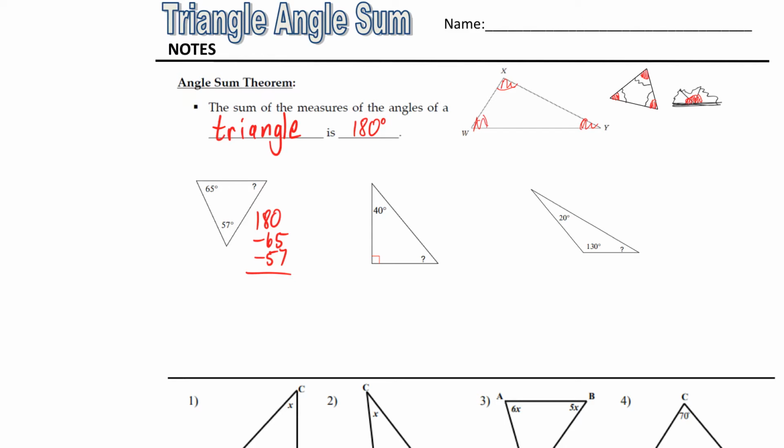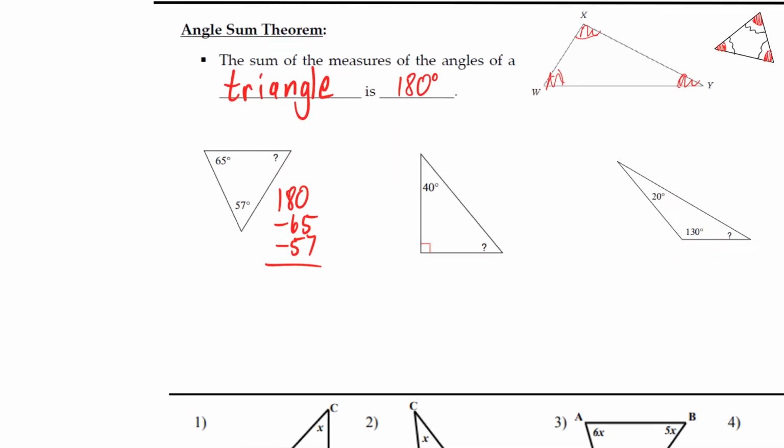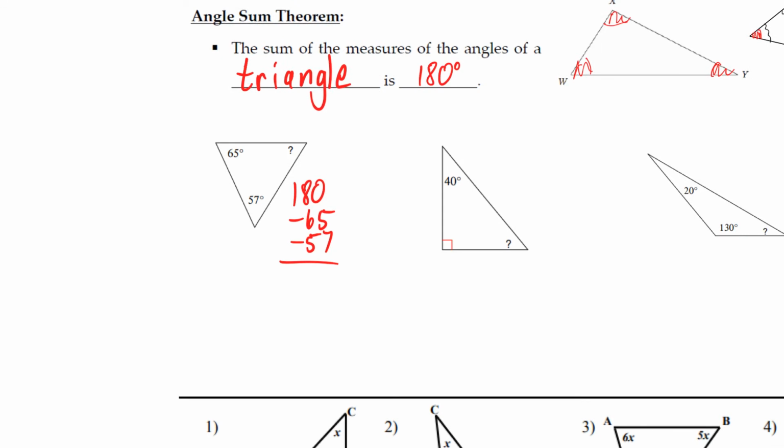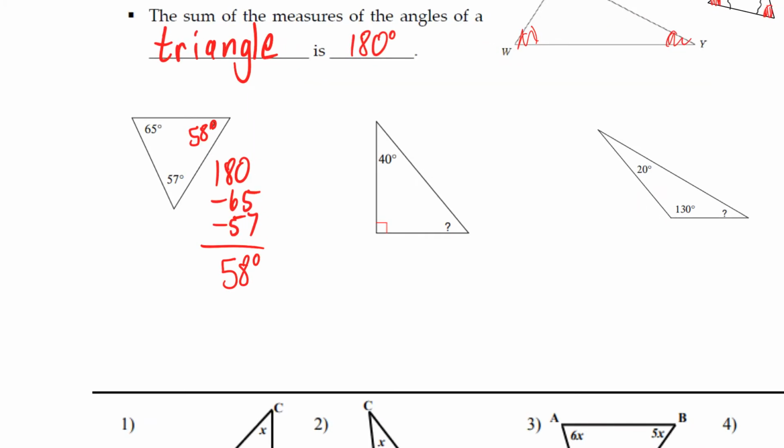Okay, so on this first one, 180 minus 65 minus 57 gives you what? 58? Alrighty. So that angle right there is 58 degrees. On this one, you're going to do 180 minus 90 minus 40. What does that give you? 50. Gives you 50 degrees.